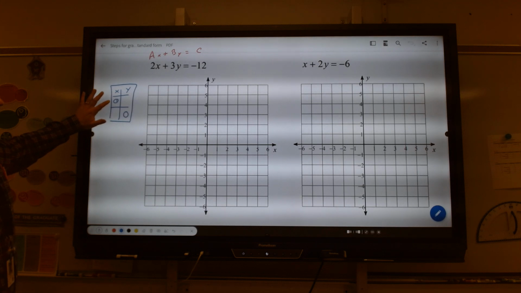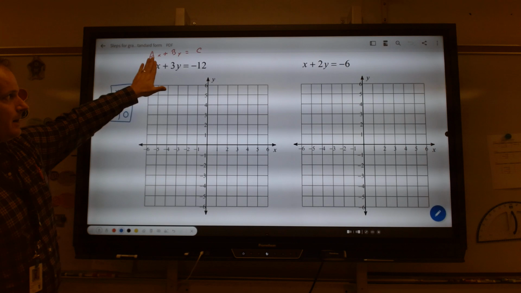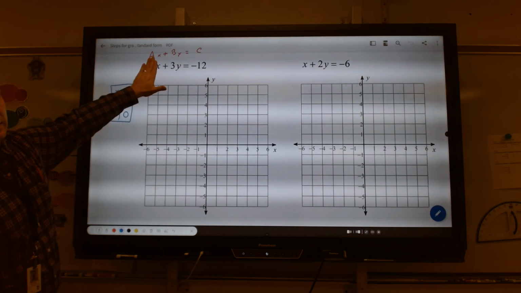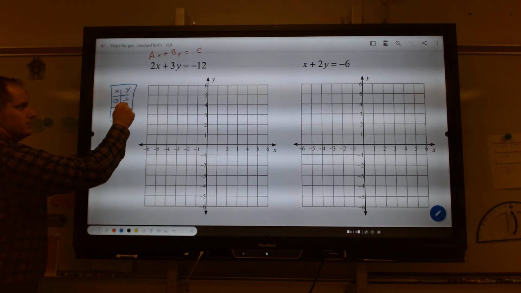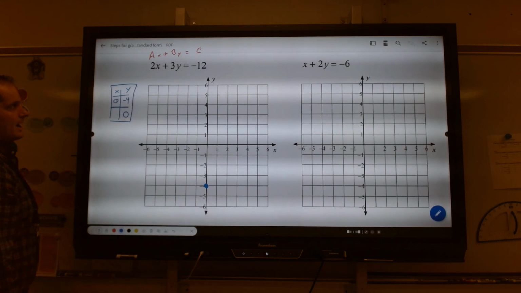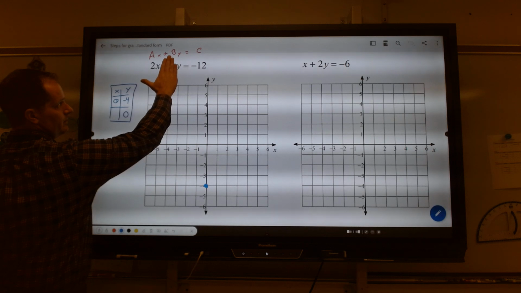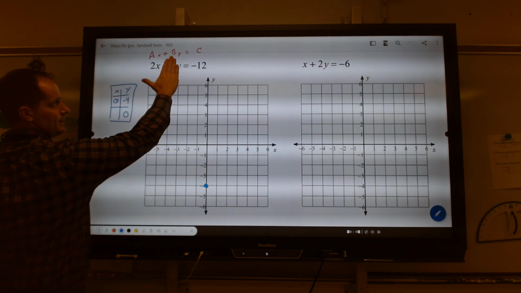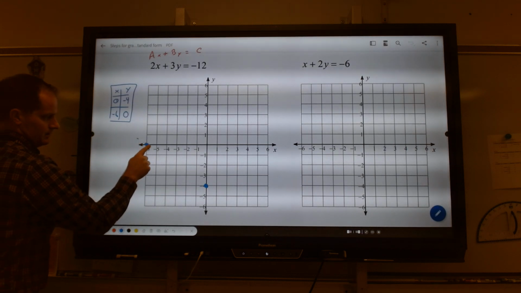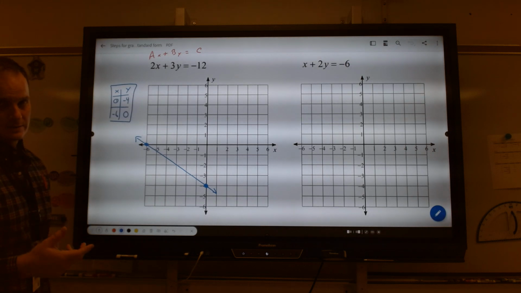If I plug in 0 for x, 2 times 0 is 0. Now I have to solve for my y. Well, 3 times what gives us negative 12? It is going to be negative 4. So 0, negative 4 is my y-intercept. For my x-intercept, we're going to say when y is 0, 3 times 0 is 0. So 2 times what number gives us negative 12? 2 times negative 6. There's my x-intercept. Connect my 2 points and draw arrows on the end. All right, so that's option 2.